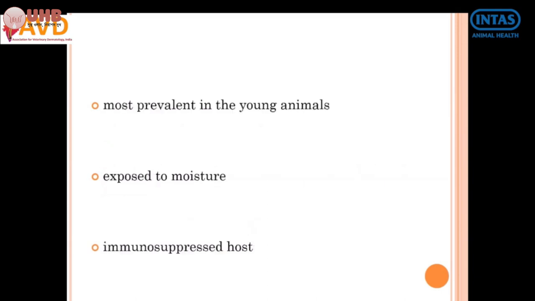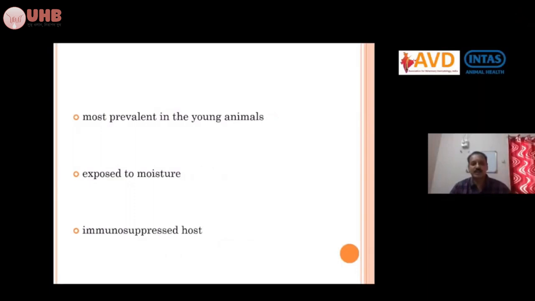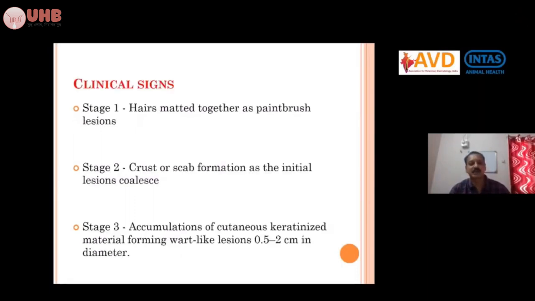It is most prevalent in young animals, and in animals which are exposed to moisture, and animals which are always kept in a moist area, a muddy area, or a cattle shed which is always waterlogged, muddy, or sandy. These animals are more prone to this type of dermatophilosis. And sometimes immunosuppressed hosts are easily susceptible to dermatophilosis.